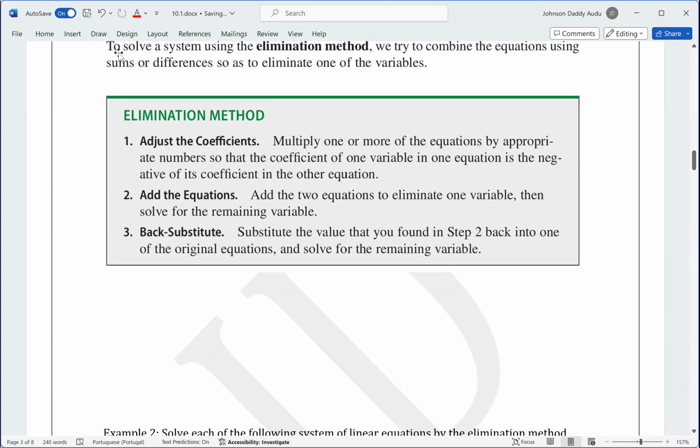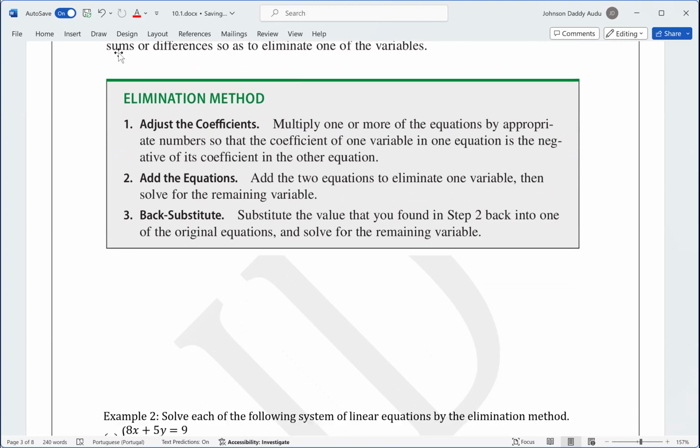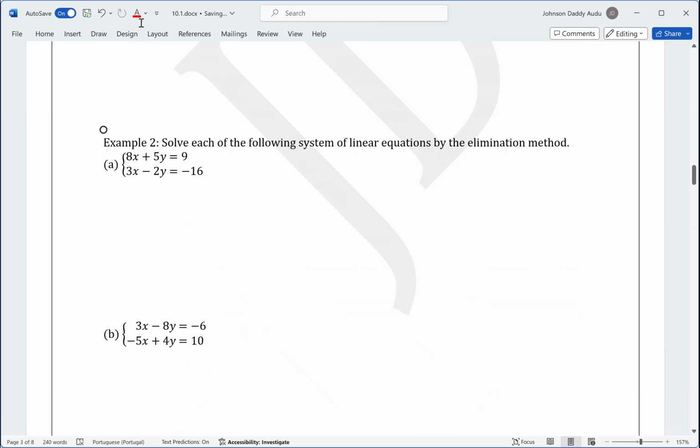So these are the steps. You adjust the coefficients. The idea is just to make the coefficients additive inverses of each other. And then you just add the equations, then you do back substitution. So I'll demonstrate this also with 2 examples here. So let's look at this one.